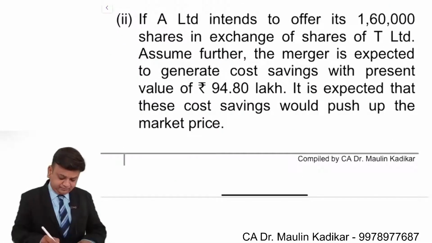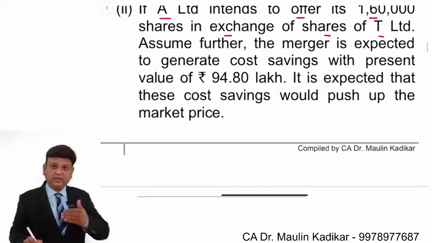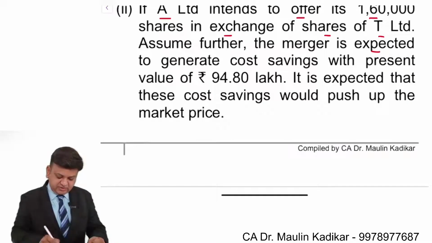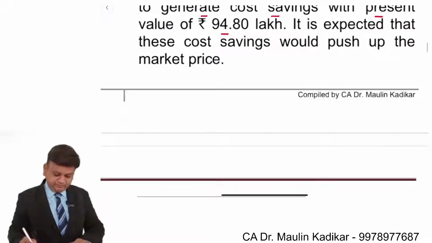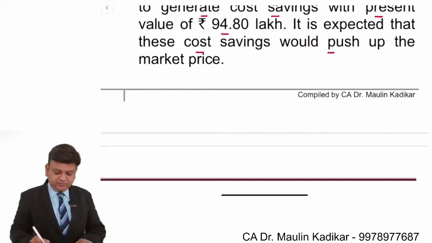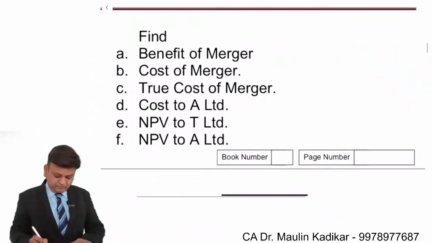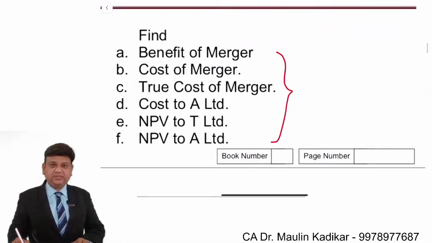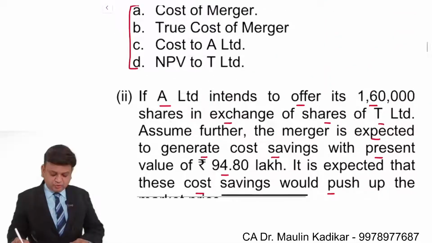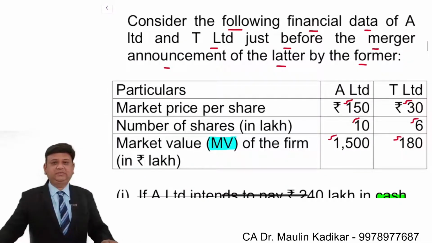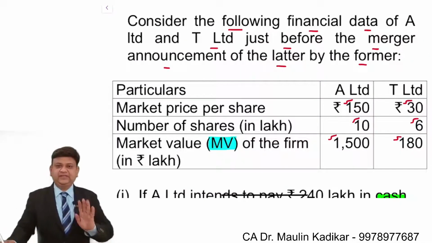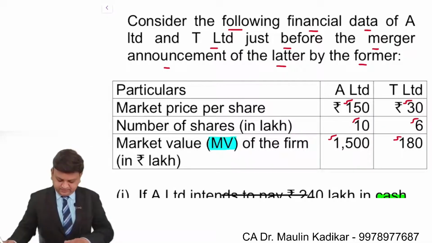Second part of the question. If A limited intends to offer 1,60,000 shares in exchange of the shares of T limited, assume further the merger is expected to generate cost savings with present value of 94.8 lakhs. It is expected that these cost savings would push up the market price. Find out again, a few questions have been provided to us. I request all of you to go to the question and then we'll discuss how to calculate the answer. Let us have understanding of the answer. You don't have to write anything.